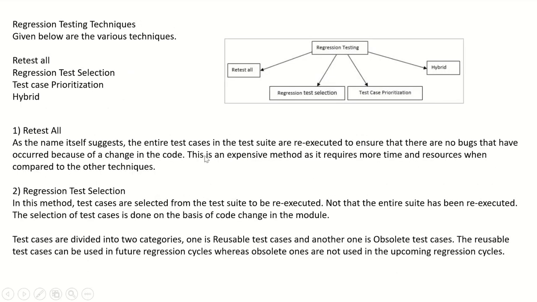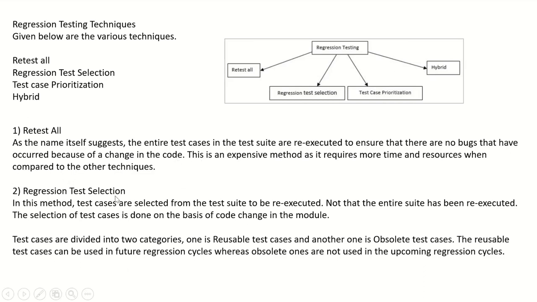So you can see here our regression testing techniques. This is the diagram: retest all, regression test selection, test case prioritization, and hybrid. So these are the four testing techniques. Retest all, as the name itself suggests, means the entire test cases in the test suite are re-executed, to ensure that there are no bugs.